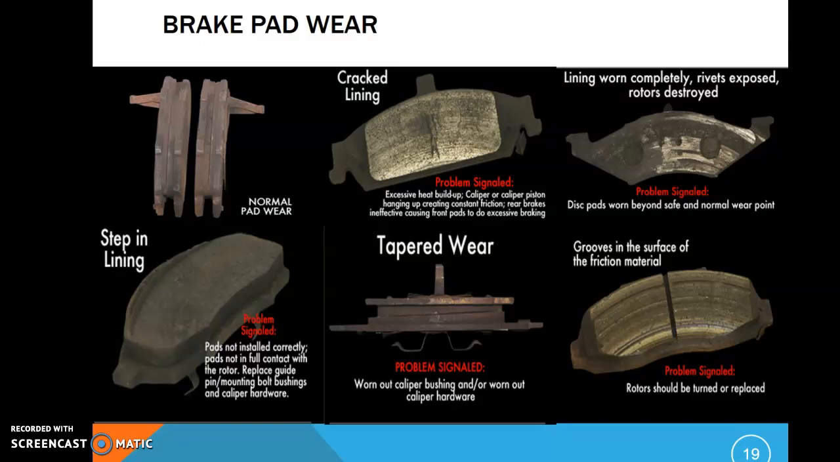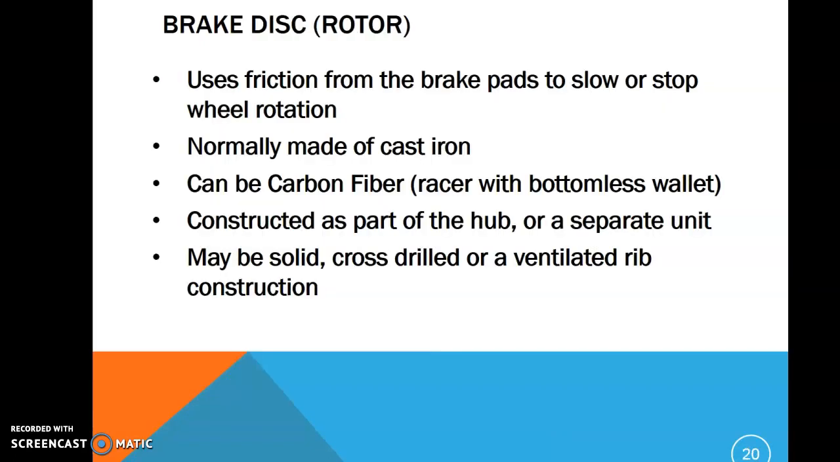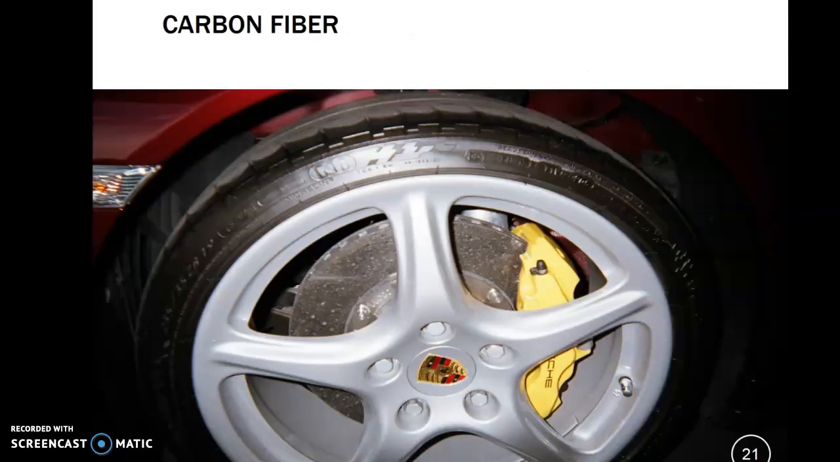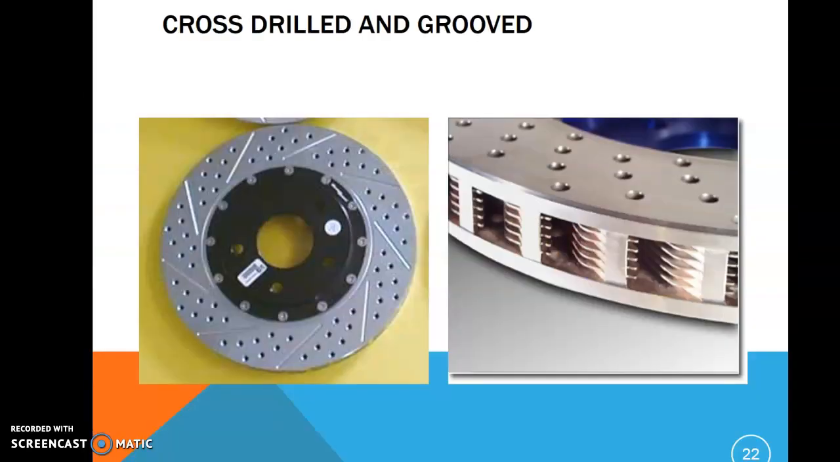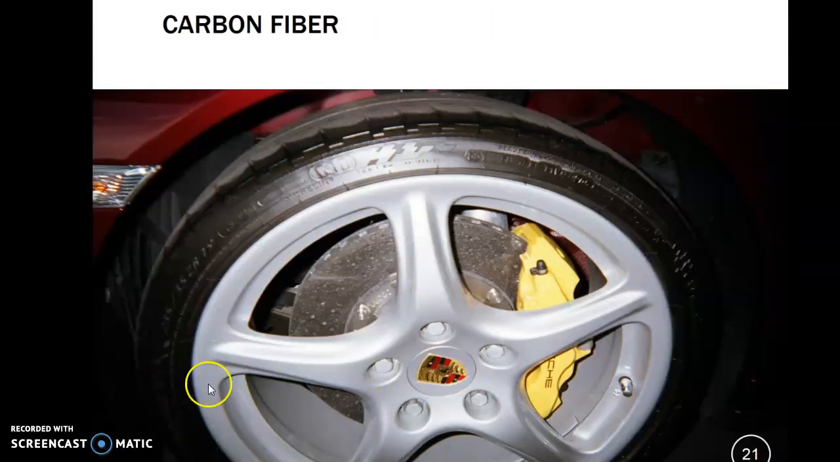You use those for diagnosing and helping the customer. But basically, they're just friction devices. They're going to pinch up against a rotor, and that rotor can be made of cast iron, could be carbon fiber. Here's a picture of a carbon fiber rotor on your Porsche, nice and fancy. On the front ones, they're dual layer and vented in the center with hollow vanes. That allows heat dissipation because these create a lot of heat.